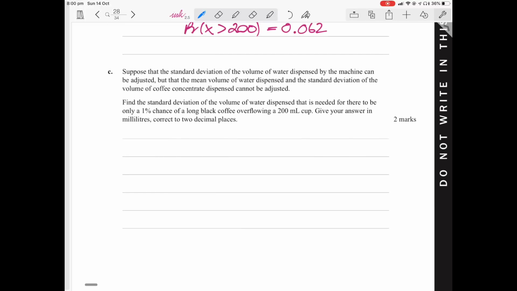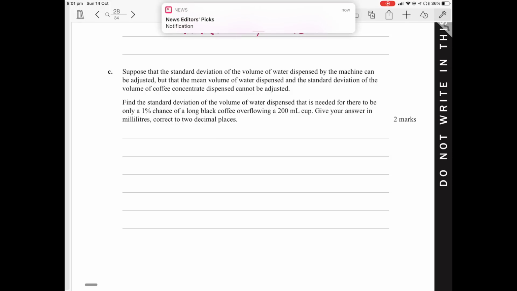Suppose the standard deviation of the volume of water dispensed by the machine can be adjusted, but the mean volume of the water dispensed and the standard deviation of the volume of coffee concentrate cannot be adjusted. Find the standard deviation of the volume of water dispensed that is needed to have a 1% chance of a black coffee overflowing. Oh, this is way too much to think about.